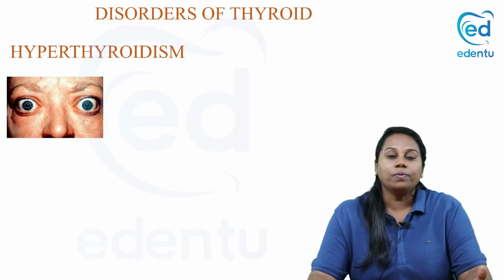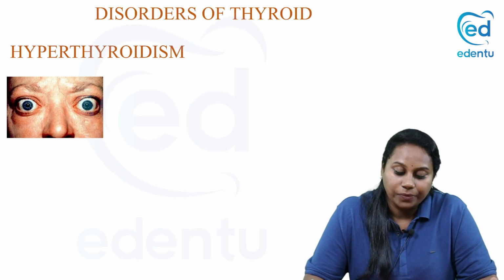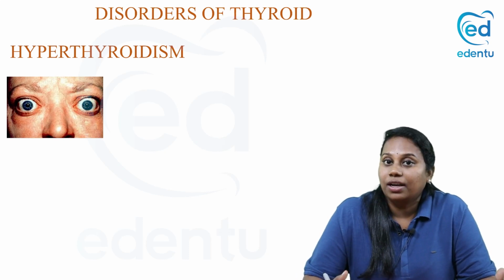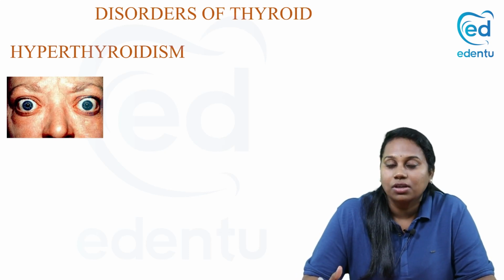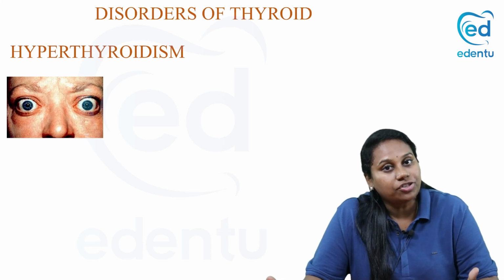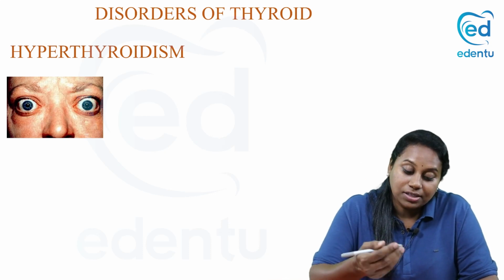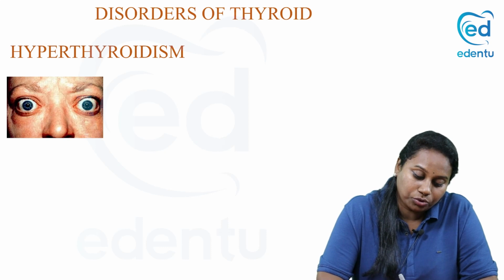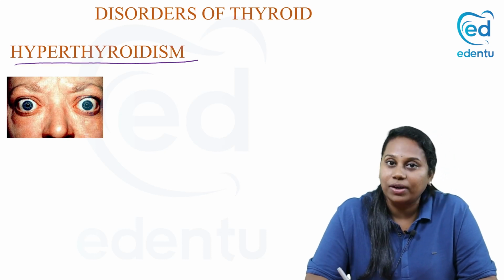Next, let's move on to disorders of thyroid gland. One disorder is that you can have excessive production of thyroid hormones. On the other hand, you can have deficiency of thyroid hormones. So what is excessive production of thyroid hormone called? Hyperthyroidism.